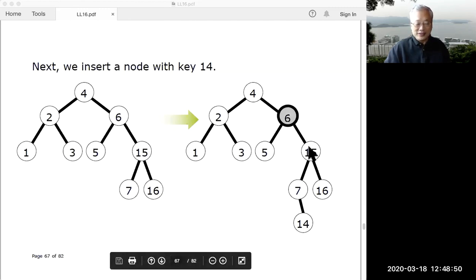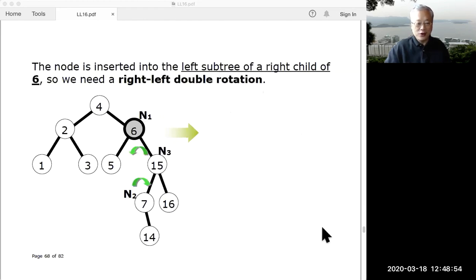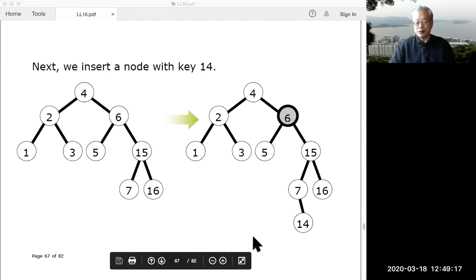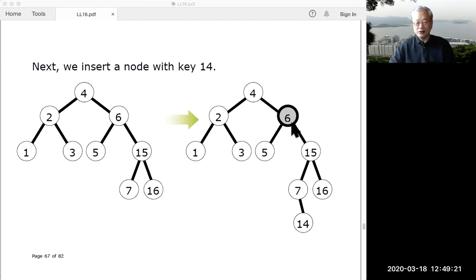So 6 is the problematic node. All we need to do is a right-left double rotation. Any questions? Now, let me repeat. How do we know that it should be a right-left double rotation? The reason is very simple. First, we identify the node with the problem. The node with the problem is 6. And then where is the new node? The new node is here, 14. So 6 is here, 14 is here. 14 is in the right-left subtree of 6. So we do a right-left double rotation.